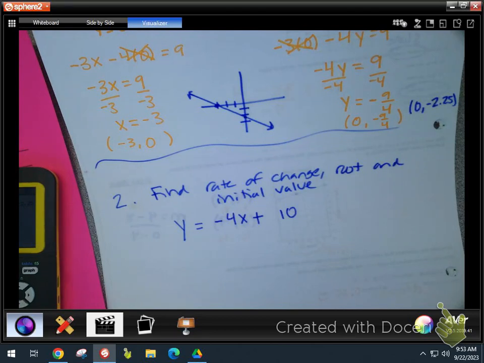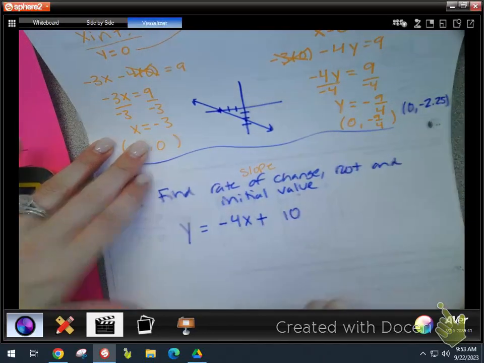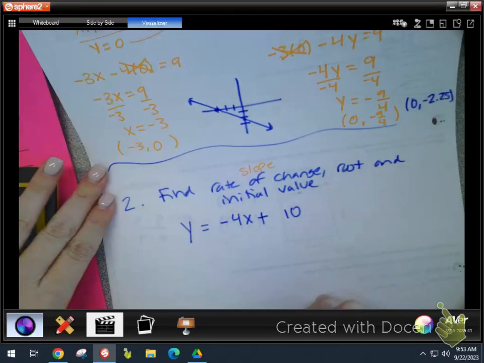Okay, all right. What do I have to find here? Slope. Rate of change, which is slope. Okay? All right. Do we have 2 points here to find our slope?